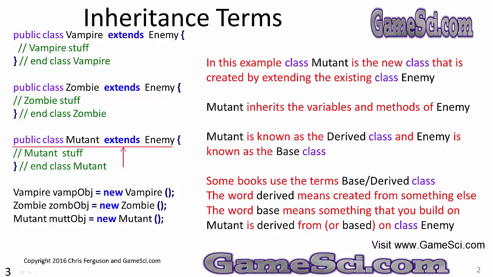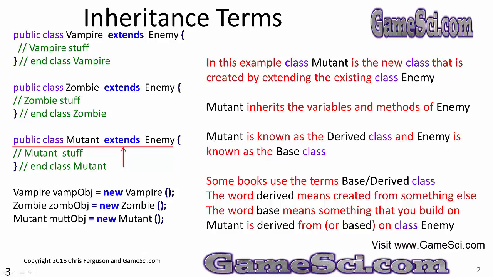Public class Mutant extends Enemy. In this example, class Mutant is the new class that is created by extending the existing class Enemy. Mutant inherits the variables and methods of Enemy. Mutant is known as the derived class, and Enemy is known as the base class. Some books use the terms base and derived class.